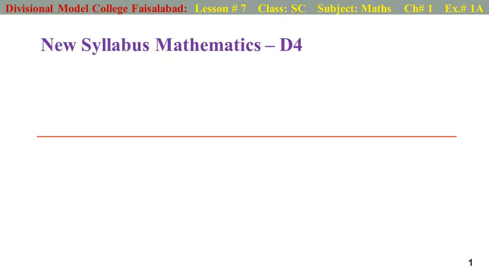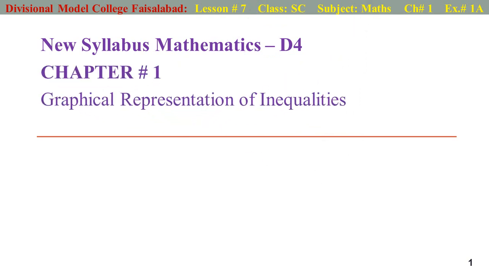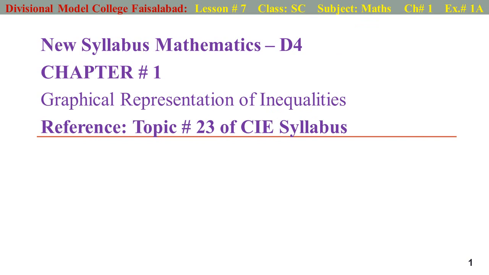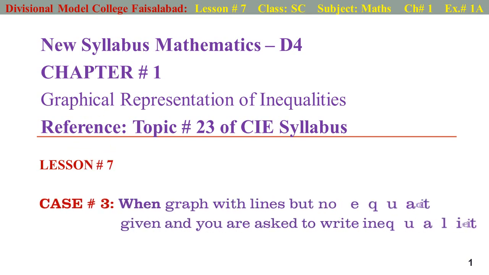We are studying New Syllabus Mathematics Book 4, chapter number 1, which is Graphical Representation of Inequalities. In the CIE syllabus, this topic is at number 23. Today we will study lesson number 7, in which we will discuss case 3, when graphs with lines but no equations are given and you are asked to write the inequalities.